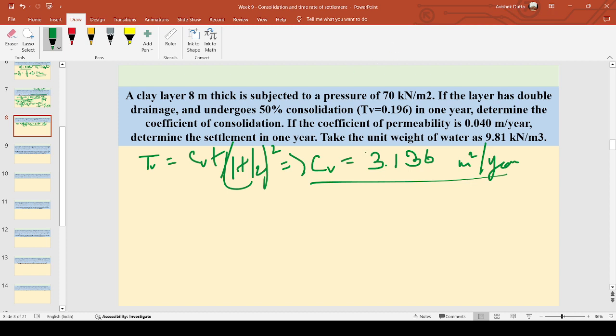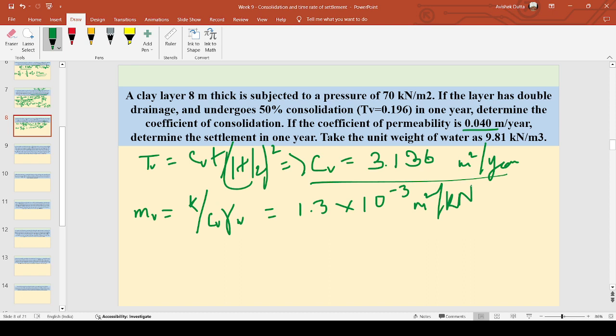Now coefficient of permeability has been given. So you have to find out the MV first. Coefficient of volume compressibility, MV equals, what is the formula? MV equals K by CV gamma W. K has been told 0.04, CV we have found out 3.136, and gamma W is 9.81. We'll get a value of MV as 1.3 into 10 to the power minus 3, and what is the unit? It is meter square per kilo Newton. Coefficient of volume compressibility, meter square per kilo Newton.